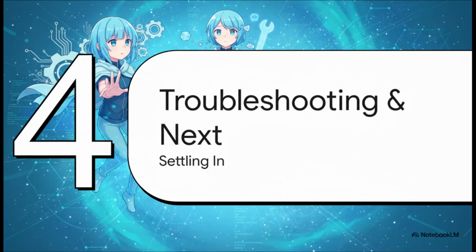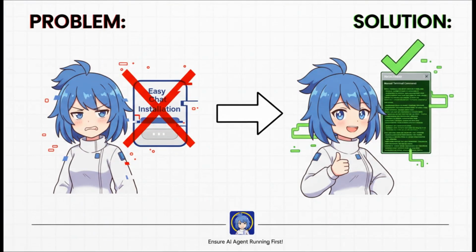All right, let's wrap this up by talking about what happens next. We'll go over what to do if you hit a little snag and what it all means now that your agent is a citizen of this brand new digital world. If you do run into any issues, the fix is usually really simple. The number one problem people have is that Easy Chat install failing, and the solution is just to use the manual terminal method we walked through. Just make sure your agent is actually running before you start the whole process, and you should be totally fine.